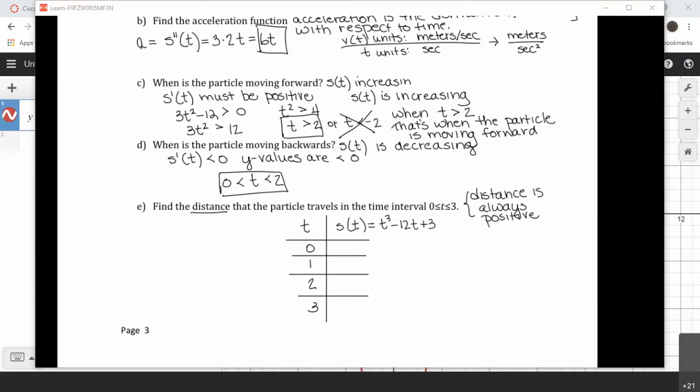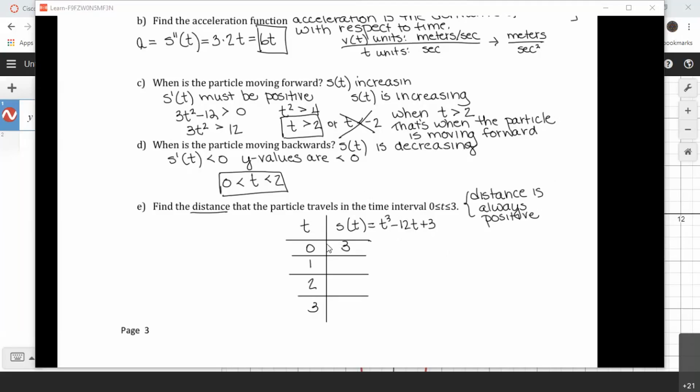So you can see if I plug in 0 for t, this term drops out, that term drops out, and I get 3 for position. What does that mean? That means when I start timing its motion, the particle is 3 meters in front of the starting line. So it didn't start at 0, it started at plus 3.